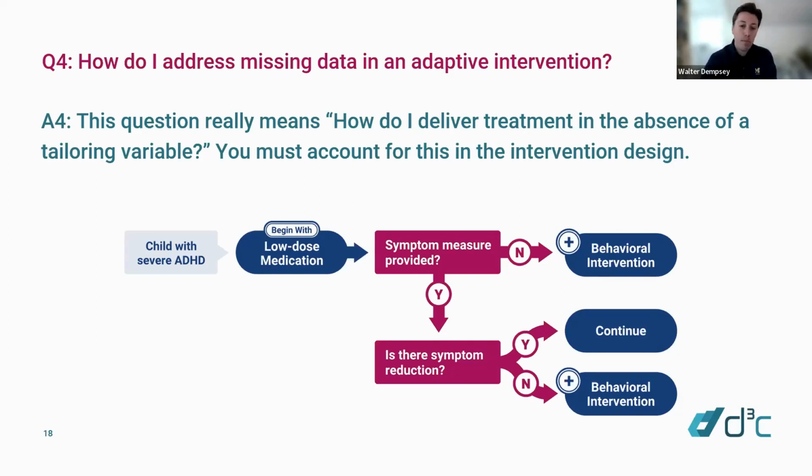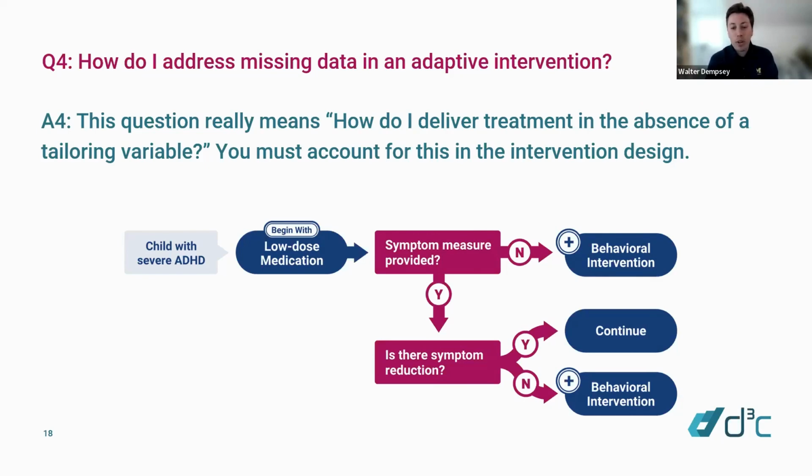And so in this particular example, we can see that if we measure the symptoms, then we can do the same rule we talked about before, yes, no. If we don't measure the symptoms, we will treat it in this particular AI as the same as if we had not seen a reduction in symptoms, and so they get augmented with a behavioral intervention. And so I just want to point out that the missing data in the context of AIs is more about intervention design. And I'll talk about missing data in the context of SMARTs after this, which will be how do we analyze SMART data when we have missingness?